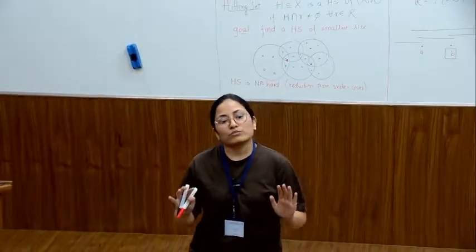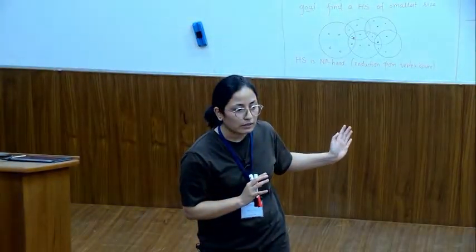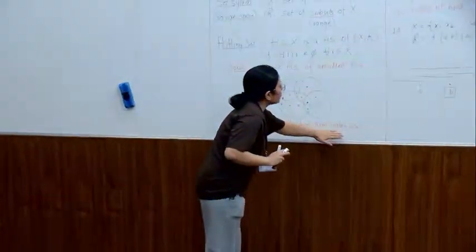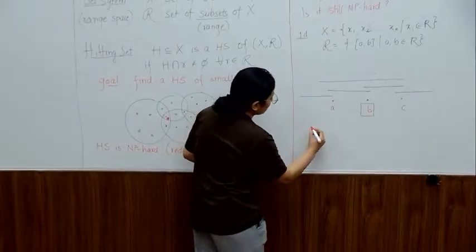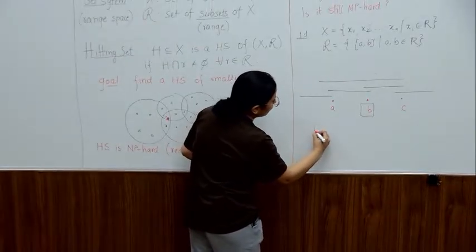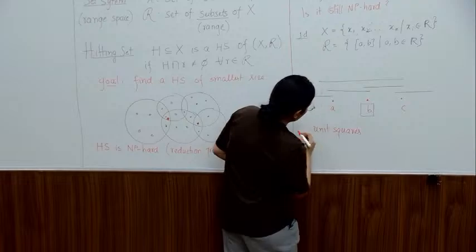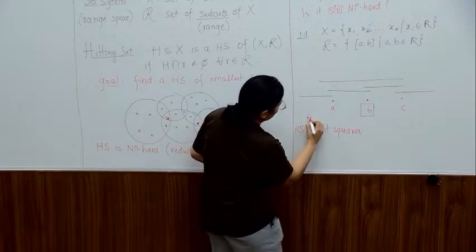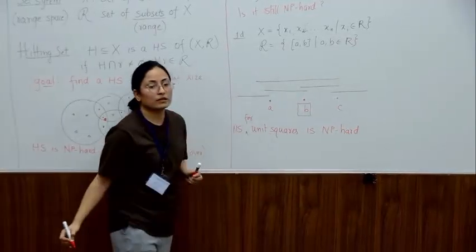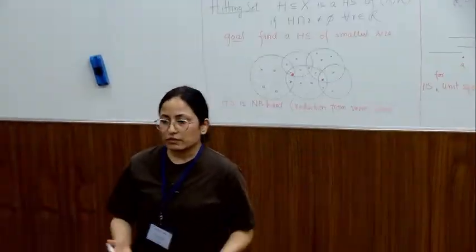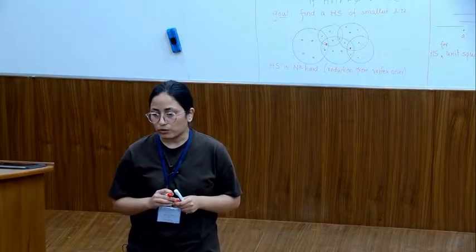But the moment you move to 2 dimensions, the problem is already known to be NP-hard. Right? So here is a reduction from vertex cover. It works for the general set system. Then later, I think in the early 80s, it was proven that even in 2D, if the ranges are unit squares, hitting set for unit squares was shown to be NP-hard. And for unit squares, then rectangles, discs, half spaces, it's an NP-hard problem.